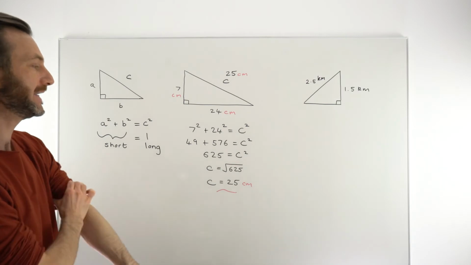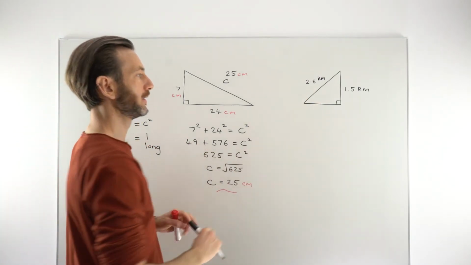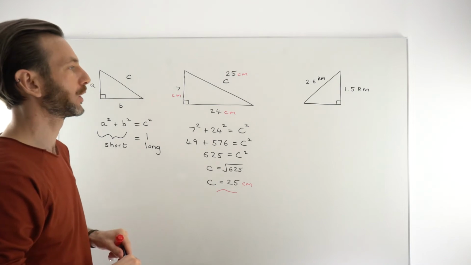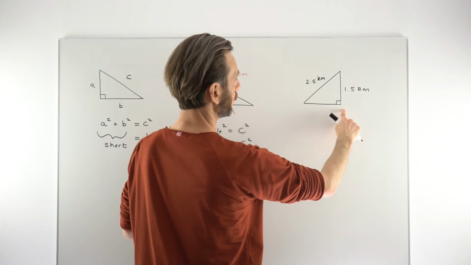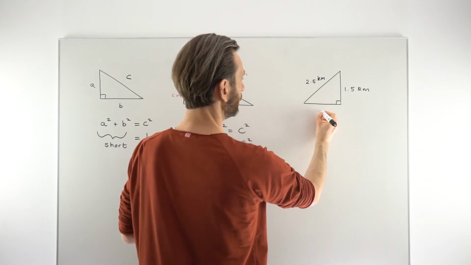That's probably a slightly easier case, I think, than this one. This one we've got to manipulate the equation a little. So let's just nominate a letter. This time the side we're trying to find is a short side. Let's just call it A.